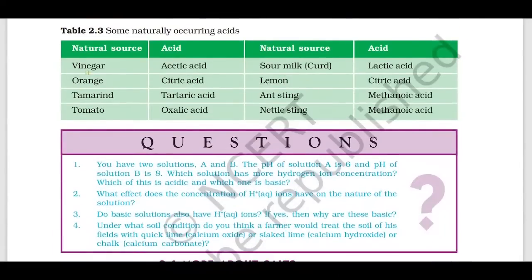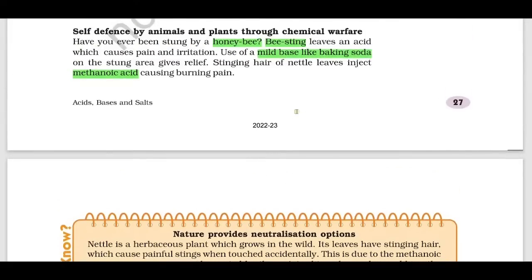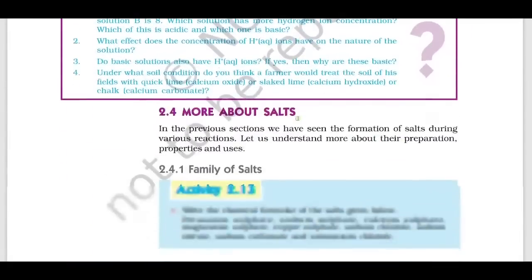So all this you can check out. The acids present in some natural sources: what is the acid present in curd? It is lactic acid. Lemon, citric acid; tomato, oxalic acid; tamarind, tartaric acid; orange, citric acid; vinegar, acetic acid; nettle sting, methanoic acid or formic acid.